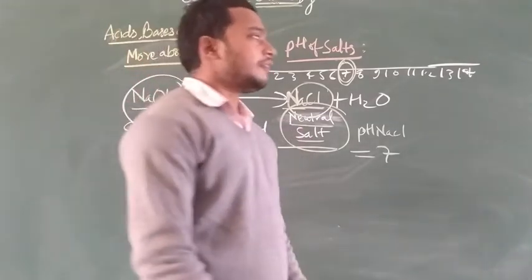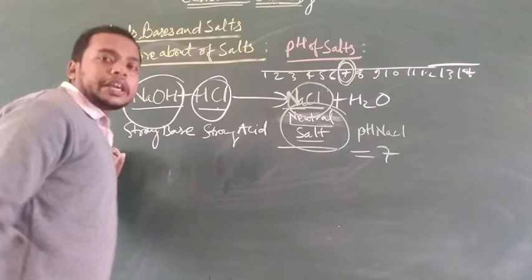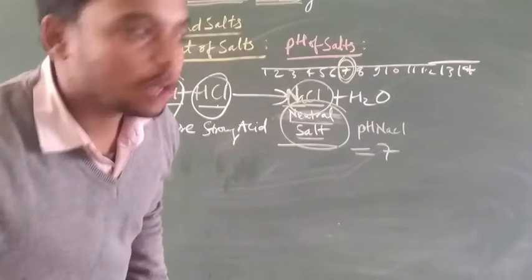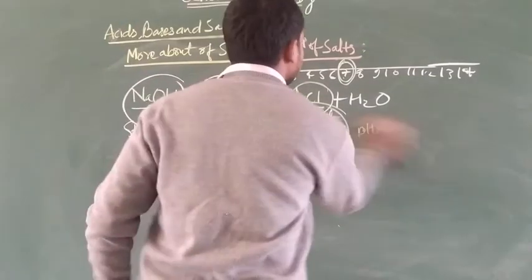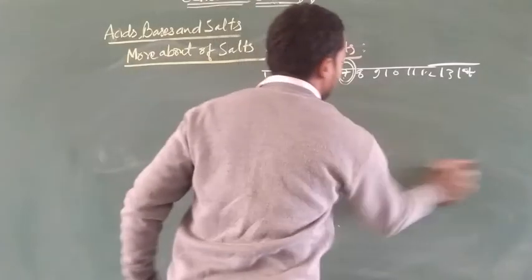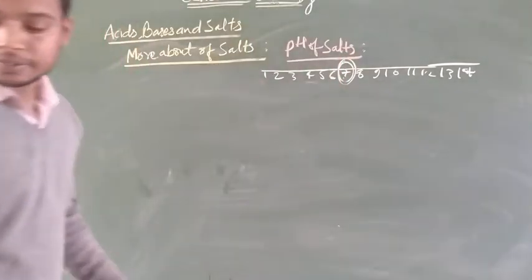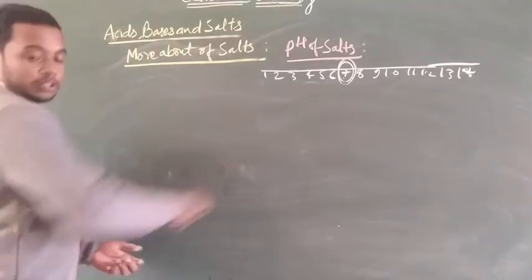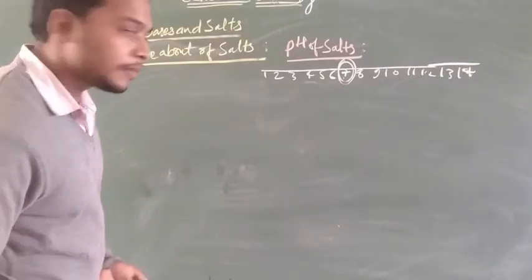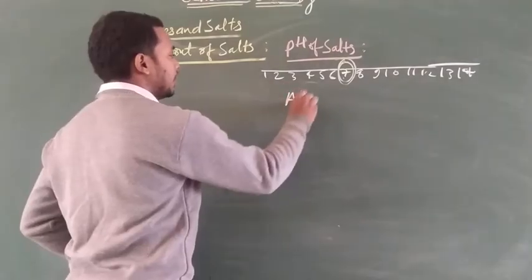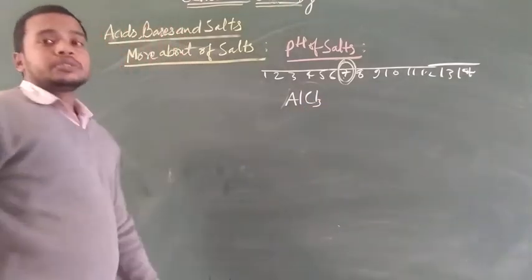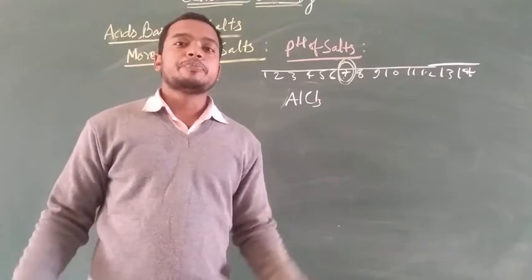But in case of aluminum chloride, let's see what the pH range of aluminum chloride is. Let us see. The pH range of aluminum chloride, AlCl3. First, we need to know how it is formed.